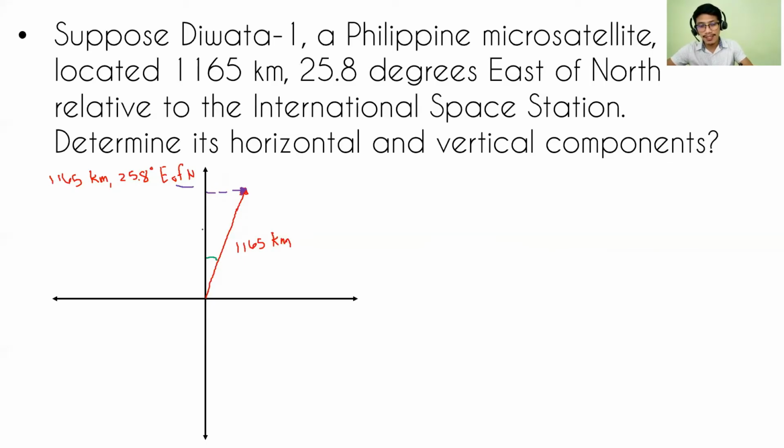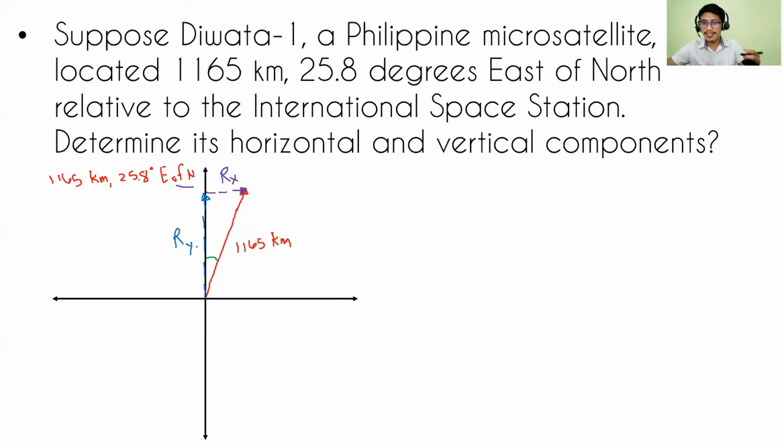Tama? Saan ba dito yung horizontal? Our horizontal is this one. Tama? Ito yung naka-horizontal. O, tingnan mo yan, horizontal. So this will be our Rx. Now, how about our Ry? Saan dito ang ating Ry? Our Ry is our vertical component. Ito, vertical. So, this will be our Ry. So, Rx, horizontal. Ry, vertical.